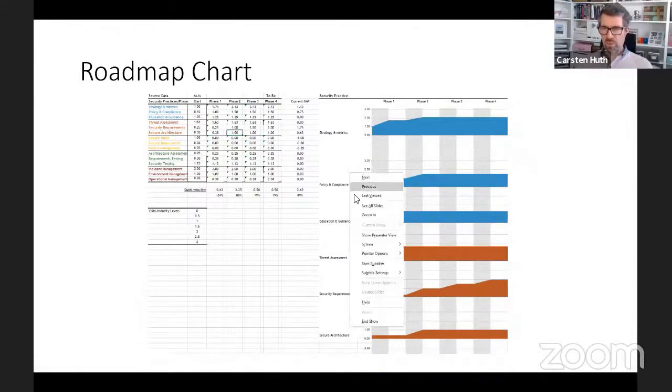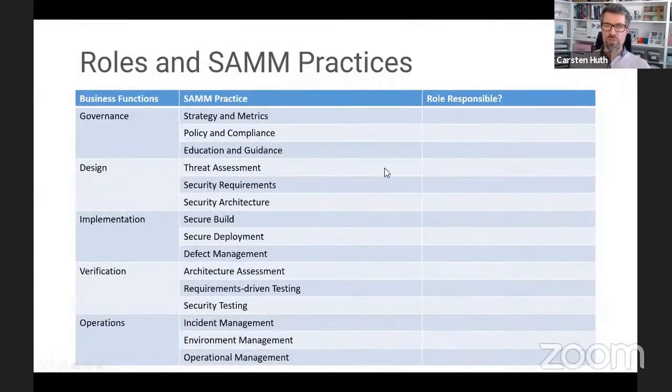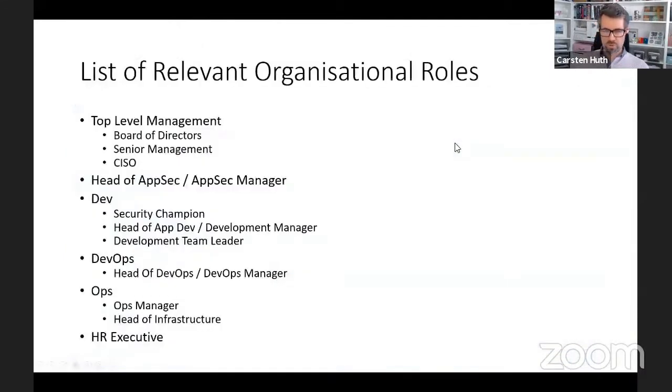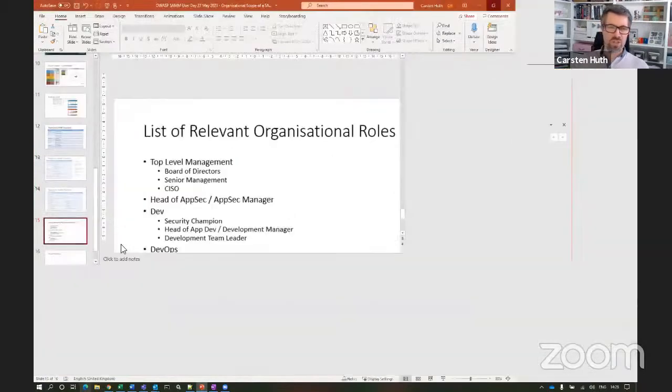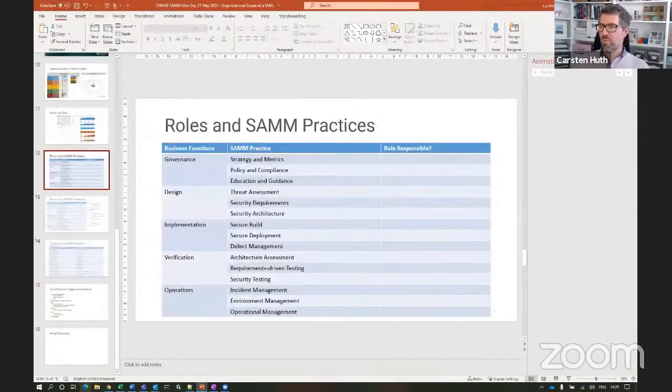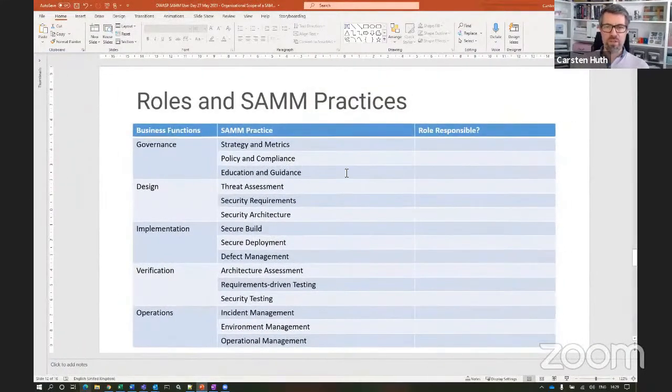So maybe I can take one topic a bit earlier here. This leads us to roles and SAM practices. I'm going to bring that forward a bit, because that's an interesting one to talk about. I was planning to do this interactively, so now I need to change it, just to put it in here as we speak.